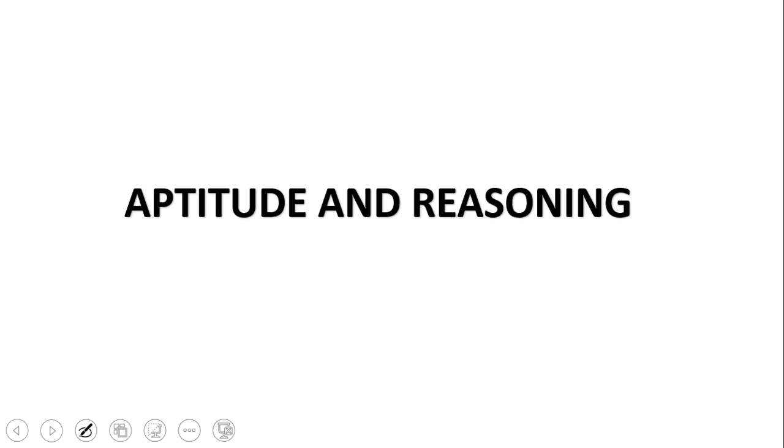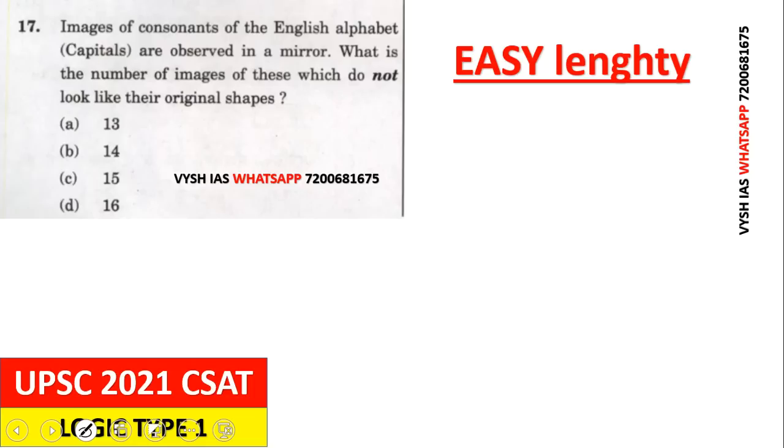Answer B. So directions 2 questions are over. Now 14 questions of aptitude and reasoning or logical reasoning you can tell, and all are very simple questions. Images of consonants of the English alphabet in capitals are observed in a mirror. What is the number of images of these which do not look like their original shape? It's a very easy question actually.